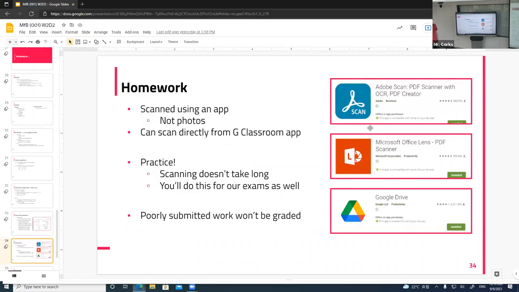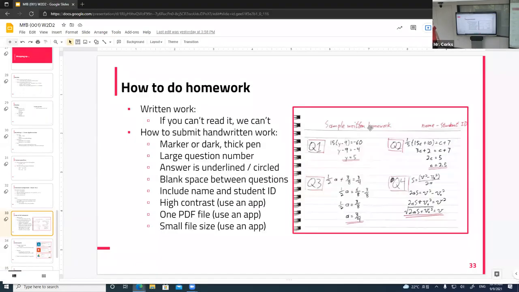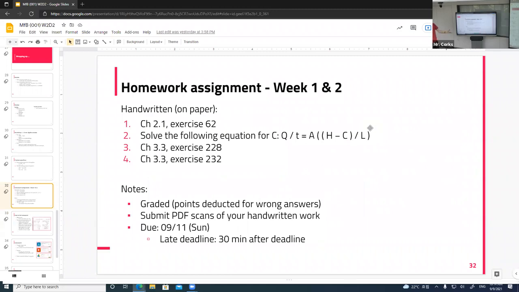I think it's mostly common sense, but some people get confused about this stuff. So please make sure your work is uploaded properly, easy to read, and nicely scanned. Okay. Any questions?